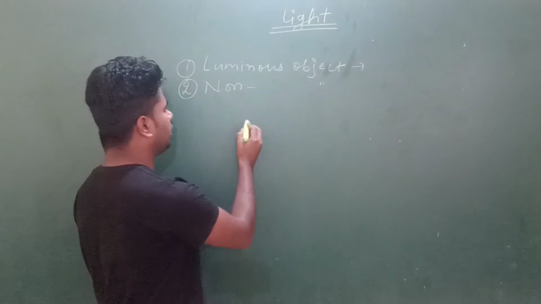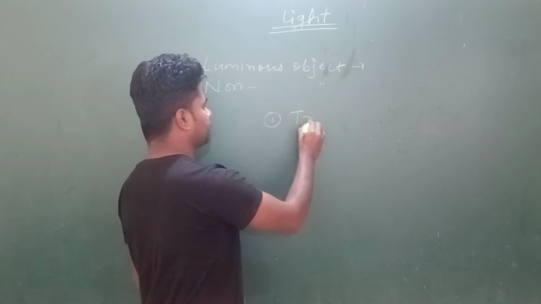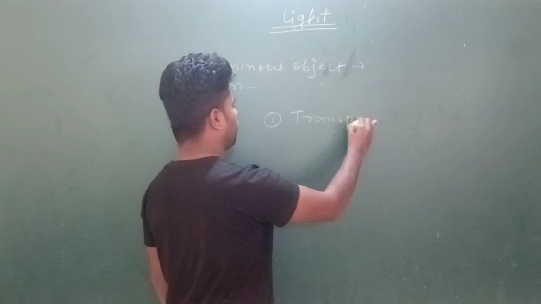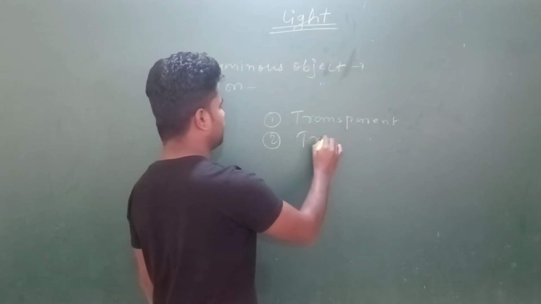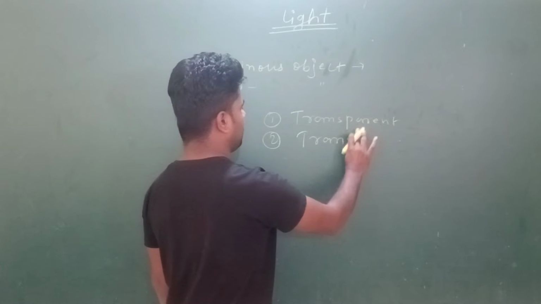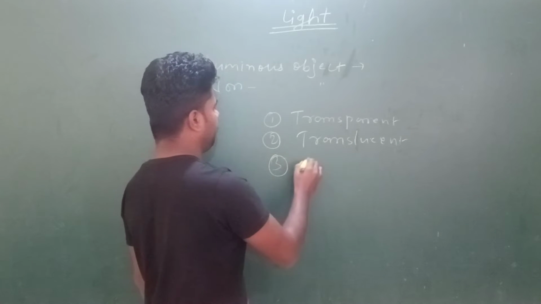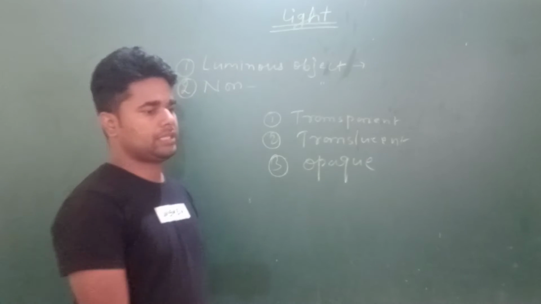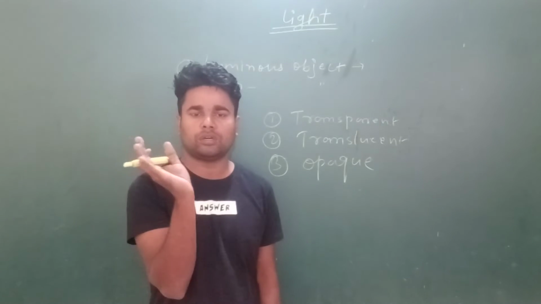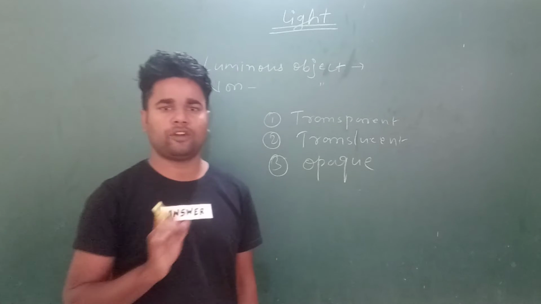Now we also have objects according to passing light. There are three kinds of object. One is the transparent object, second is the translucent object, and third is the opaque object. Transparent means the kind of object which allows light to pass through it is known as a transparent object.